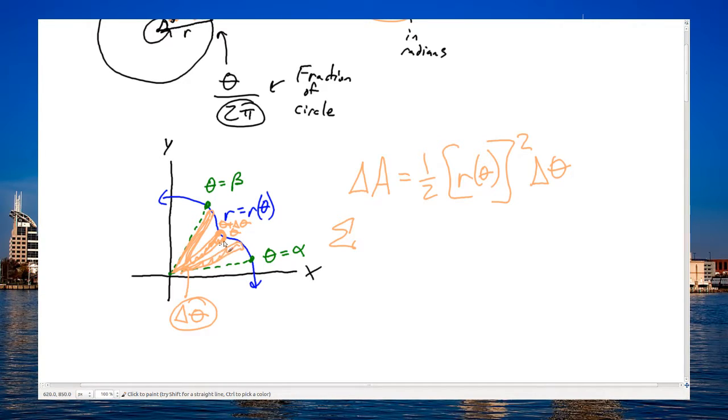So you do this for all of them until you fill out the entire area. And so you're going to add up all the little delta areas. And what do you get? Well, you're going to add up a bunch of little angles, delta theta.